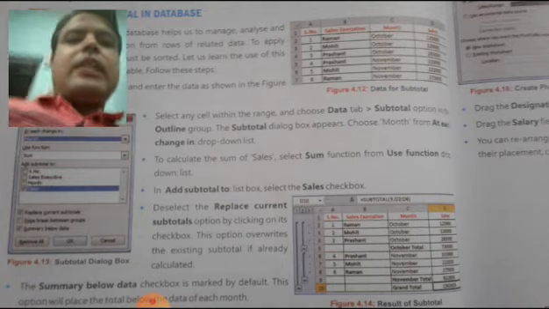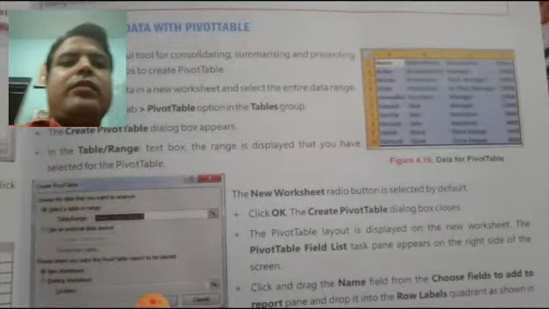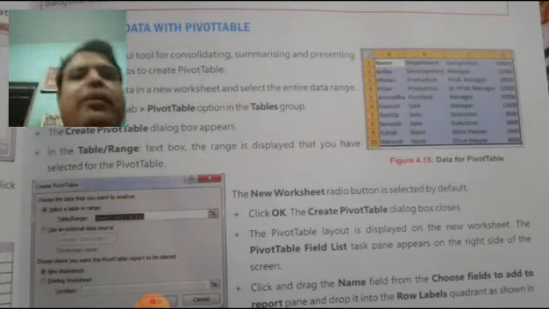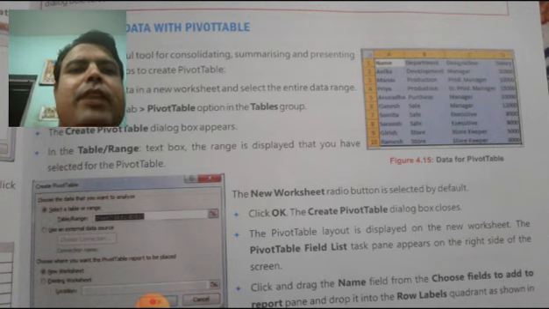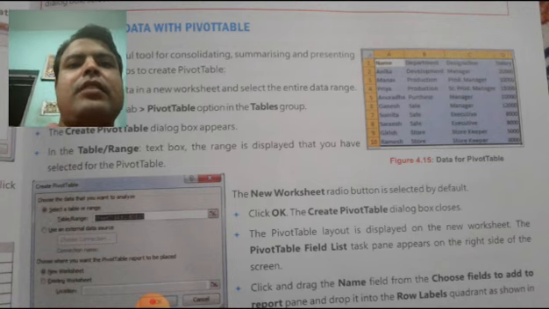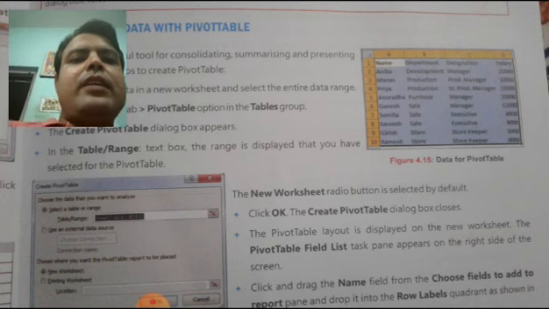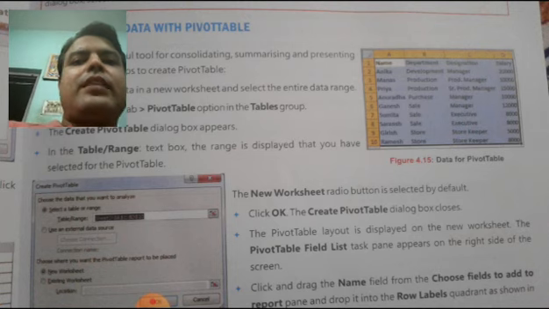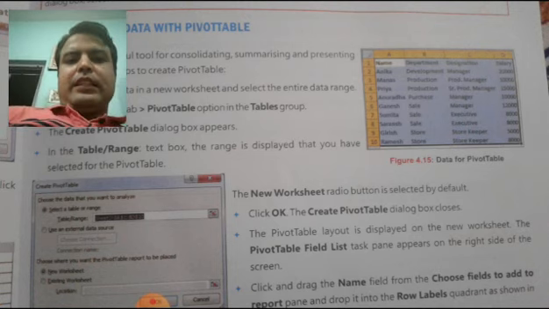The next is analyzing data with pivot table. Pivot table is used to consolidate, summarize and present data. The pivot means a mechanism, hence pivot table means a mechanized table, and consolidation means bringing a number of things into a single unit to make it more effective. Hence pivot table consolidates the information into a single unit to make it more clear and easier to understand.